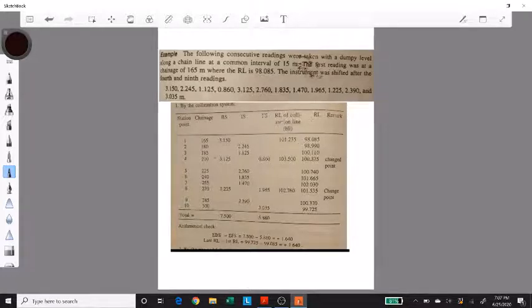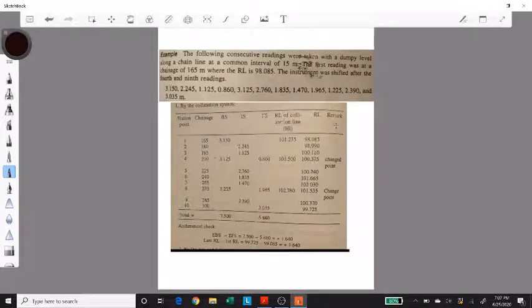it is said that the instrument was shifted after the fourth and ninth readings. So the most important part in the question is filling up the table correctly. That means filling it up as in station points, which value is backside, which is intersight, which is foresight, where was the change point. That part is the most important one. After that, you can either solve it using the height of the instrument method or you can solve it using the rise and fall method. So first, let's see how to set up the table.